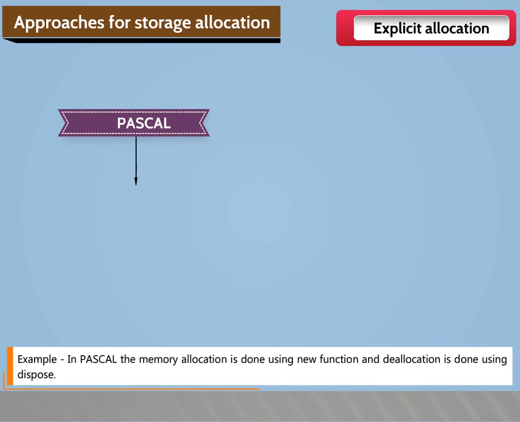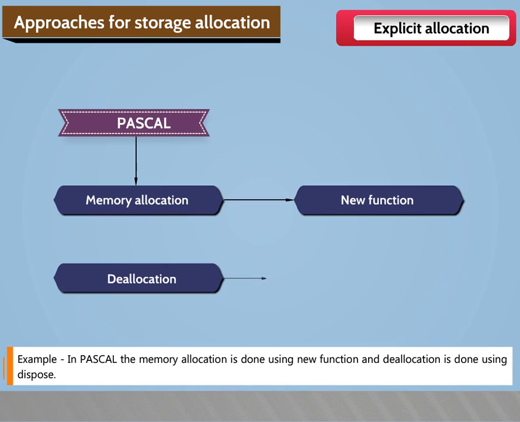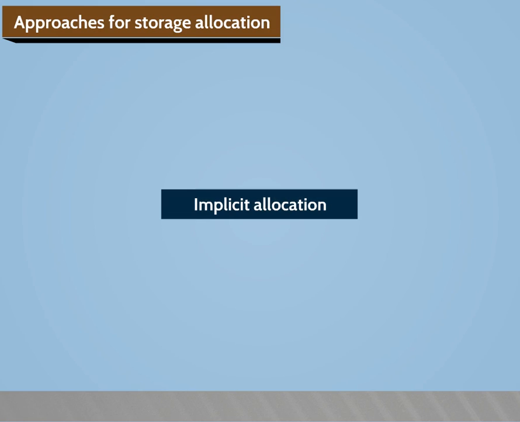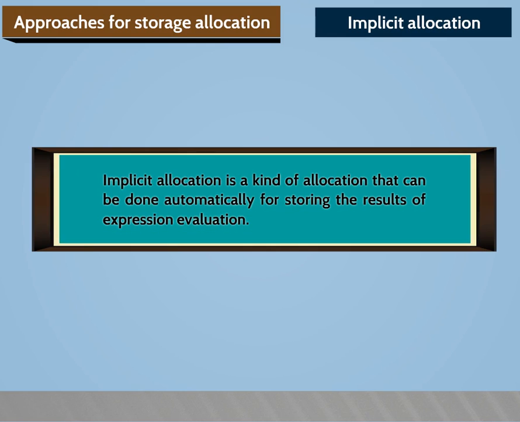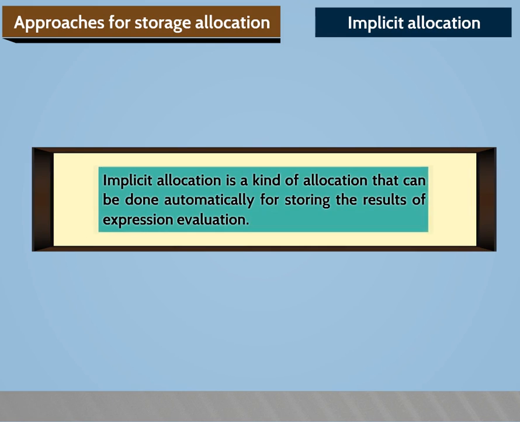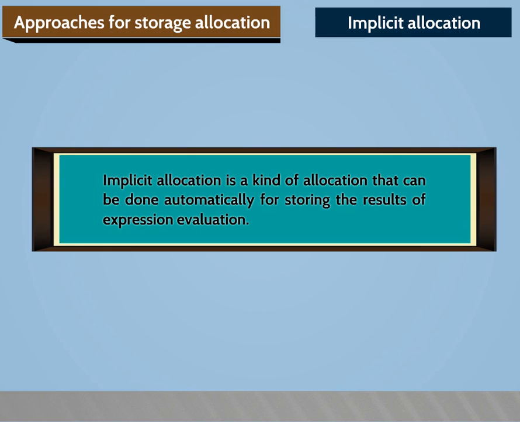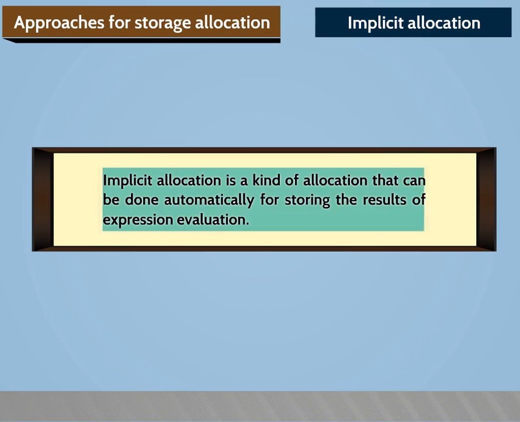Example, in Pascal, the memory allocation is done using the new function and deallocation is done using dispose. Implicit allocation is a kind of allocation that can be done automatically for storing the results of expression evaluation.